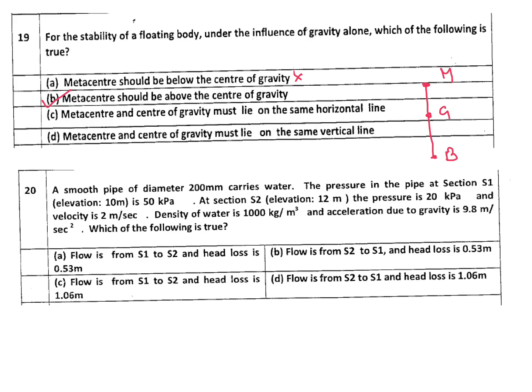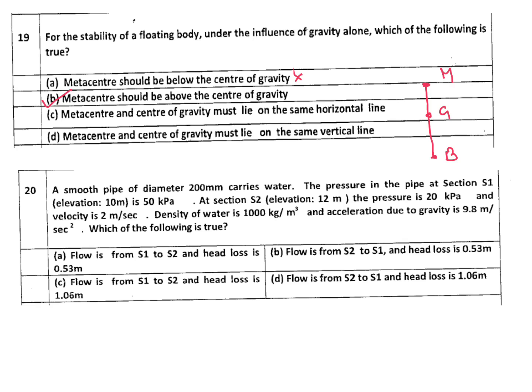A smooth pipe of diameter 200 mm carries water. The pressure in the pipe at section S1, elevation 10 meter, is 50 kilopascal. At section S2, elevation 12 meter, the pressure is 20 kPa and velocity is 2 meter per second. Density of water is 1000 kg per meter cube and acceleration due to gravity is 9.8 meter per second square. Which of the following is true?